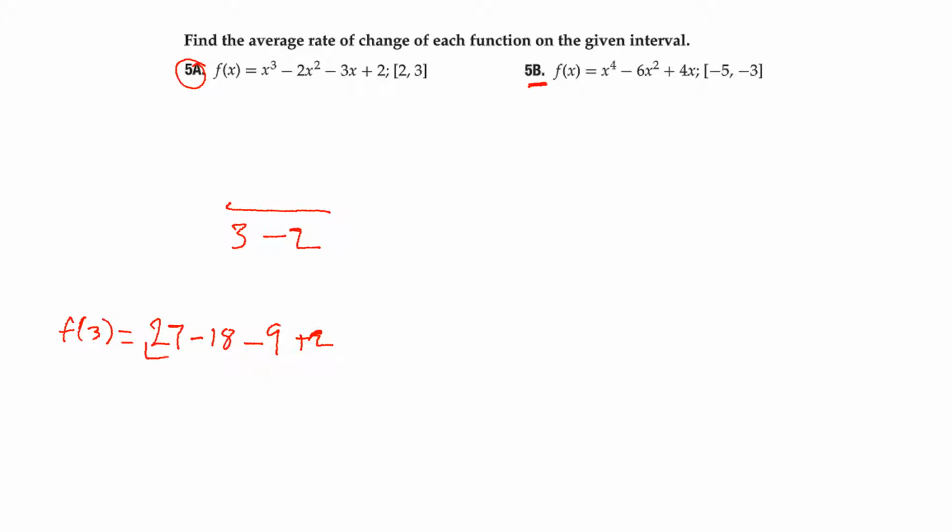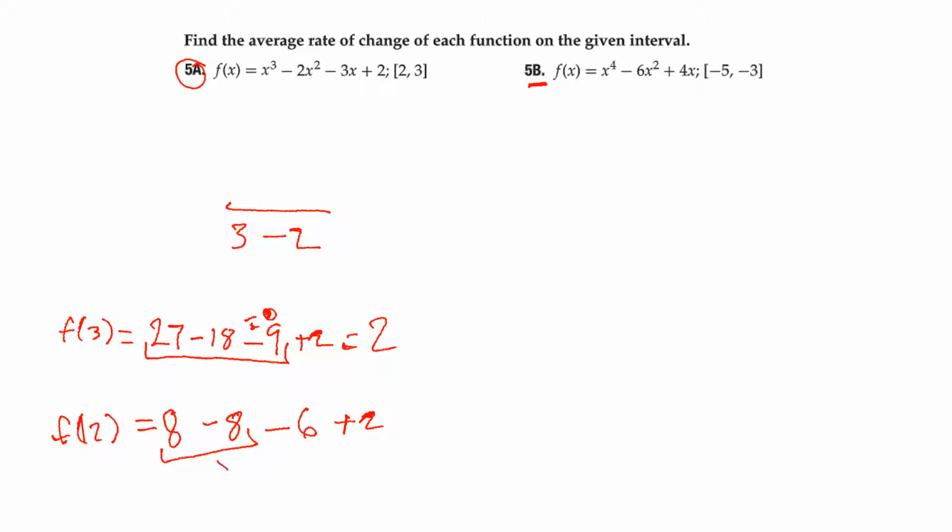Well, this is very simple here. All of this equals 0. So then I just have the 2. f of 2 equals. So now that I'm doing this one, I'm going to plug 2 in here, and I'm going to get 8 minus 8 minus 6 plus 2. Well, again, this part goes to 0. And then I have negative 6 plus 2, which gives me a negative 4.